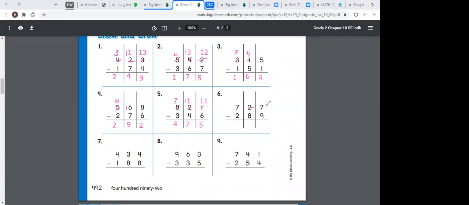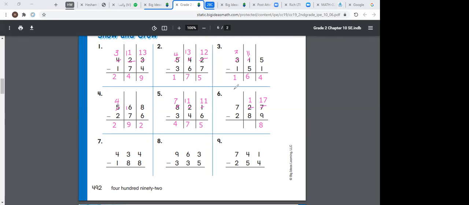2 becomes what number and 7 becomes what? 7 becomes 17 and 2 becomes 1. Very good. That's right. Now 17 minus 9 equals what number? 8. Very good. And 1 minus 8, can be or can't be? Can't be, because 1 is less than 8.